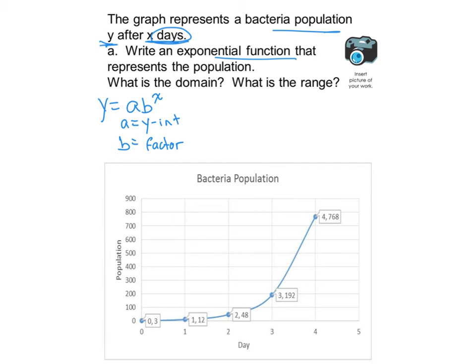So let's look at the graph. A is my y-intercept right there. My y-intercept is 3 because it occurs when x is 0. So my a is 3.